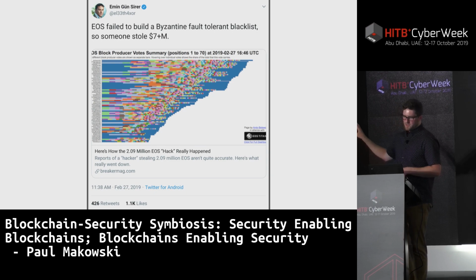So of course this happened. That's not really surprising at all. Somebody stole $7 million when one of the block producers didn't implement the blacklist properly. In the slide notes for this, there's a link to Vitalik Buterin's blog. It was actually a collaboration with Eamon, who's the author of this tweet, on better Byzantine fault-tolerant algorithms that can achieve 99% Byzantine fault tolerance, which is pretty cool.